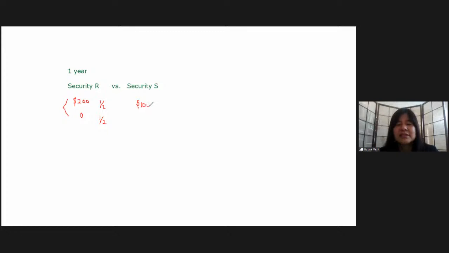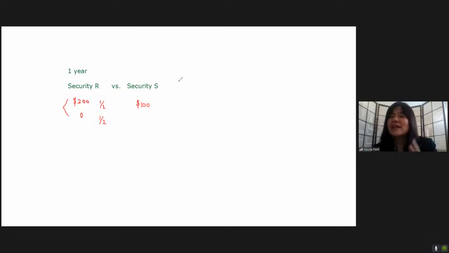So what's the expected cash flow from this security R? Expected cash flow, $100, right? Why? 1/2 multiplied by 200 plus 1/2 multiplied by zero. So both securities have the expected cash flow of $100. Same expected cash flows that will be generated next year.